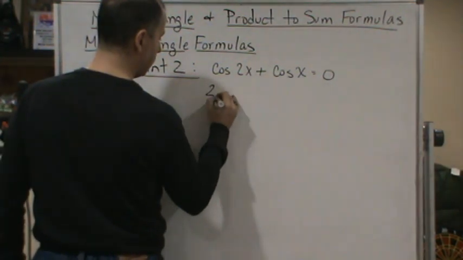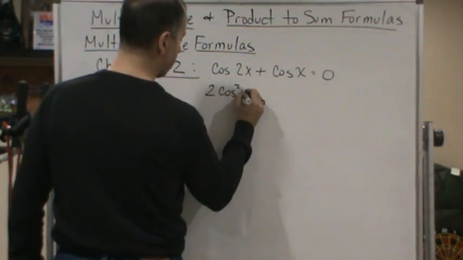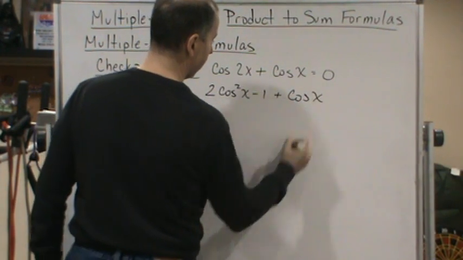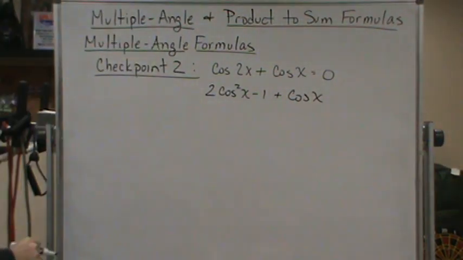So we're going to do 2 cosine squared x minus 1 plus cosine x. Is that going to work?